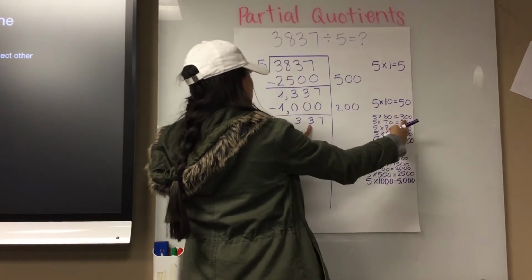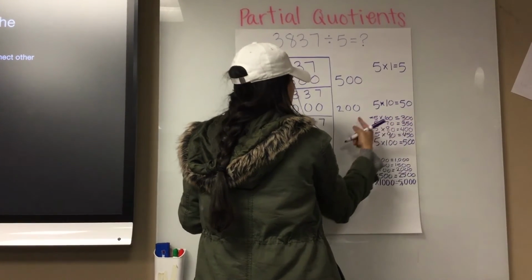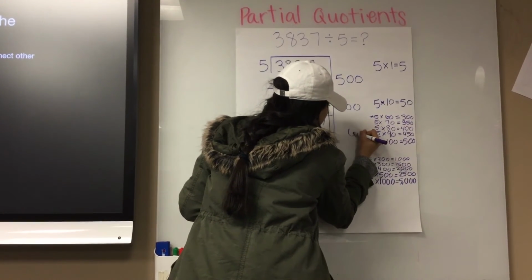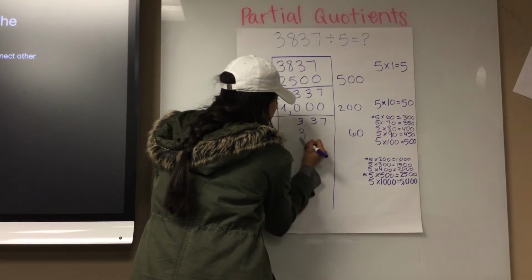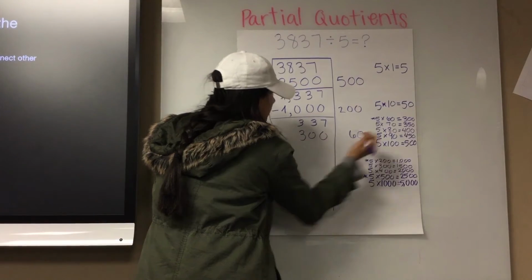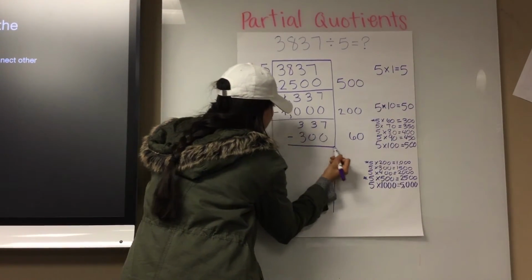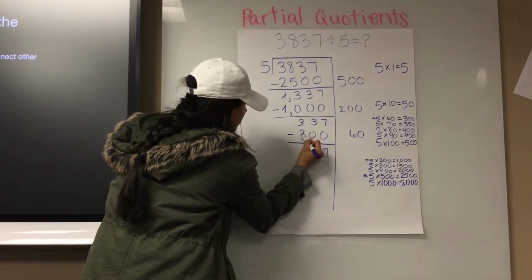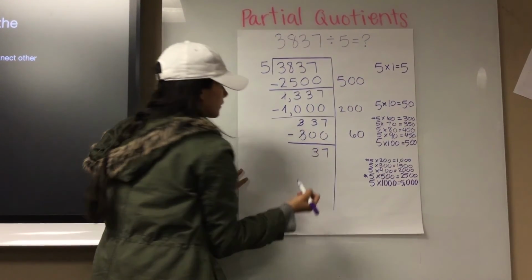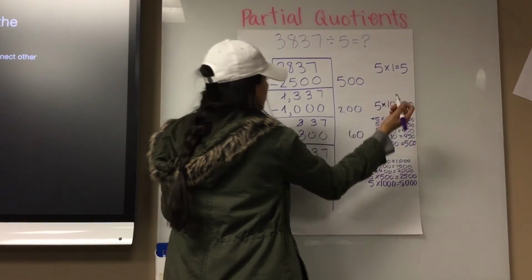So we'll star that problem, write our 60 on our right side under 200, and we will subtract 300 from 337. 7 minus 0 equals 7. 3 minus 0 equals 3, and then our 3's will cancel out. So we're left with 37, and we see that 50 won't fit into that. So we'll have to go a little bit lower.